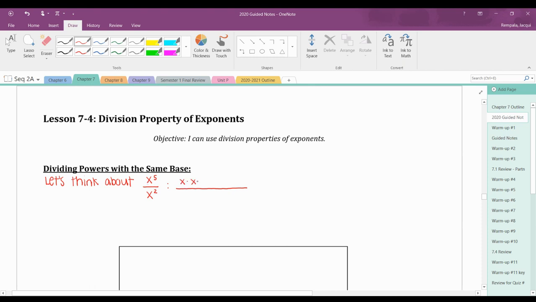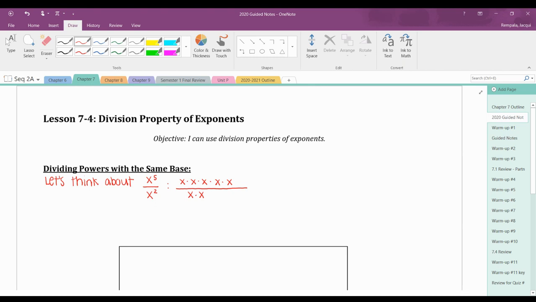So I'm going to write it out as repeated multiplication. Same idea in the bottom. If I have x squared, that means that I'm going to have 2 of the bases of x. So, repeated multiplication. Notice that with division, if there's something in the top that's also in the bottom, they divide.